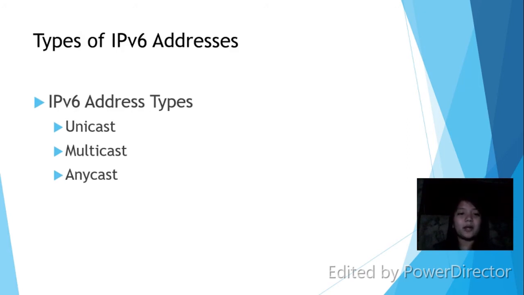Then, types of IPv6 addresses. IPv6 address types are unicast, multicast, and anycast. Just like in IPv4, unicast is from one host to another individual host. Then multicast is from one host to a selected group of hosts, and then anycast is for any one host to any host.